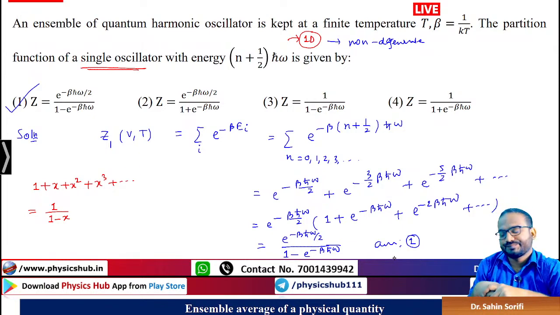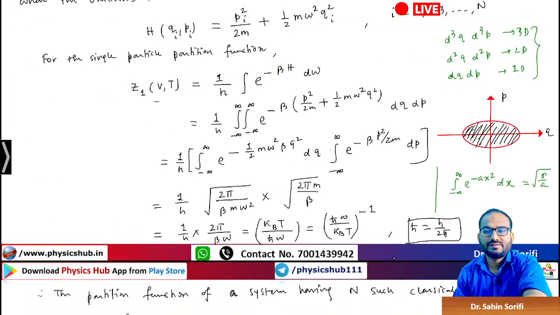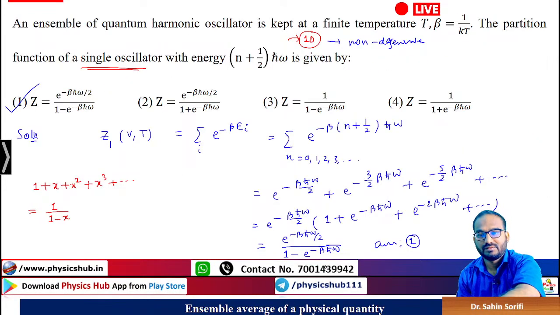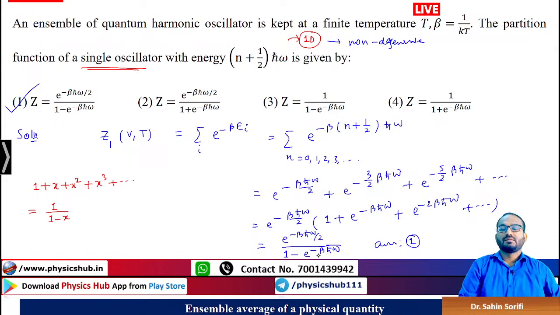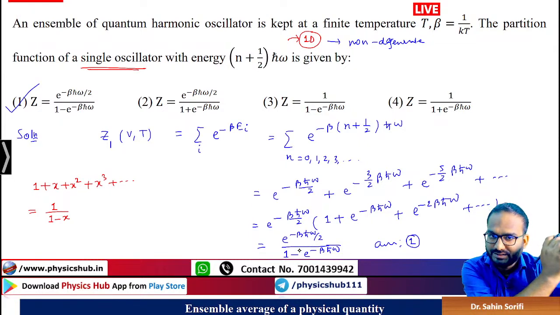So you see, when we are considering the harmonic oscillator classically, we are getting kT by h cut omega, or h cut omega by kT inverse. But if we are treating it quantum mechanically, we are getting e to the power minus beta h cut omega by 2 divided by 1 minus e to the power minus beta h cut omega. So you know the difference.